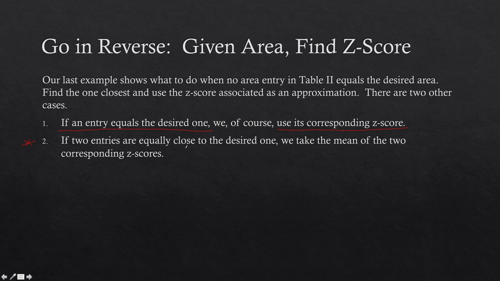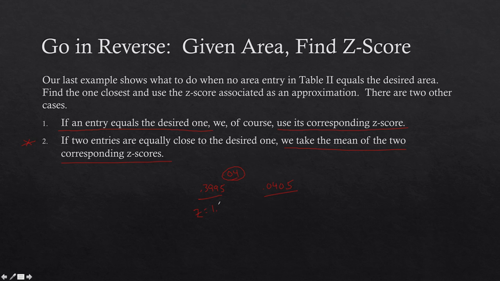If two entries are equally close, all right, so suppose we were looking for 0.04 and the two entries we had were 0.3995 and 0.0405. Those are equally as close to 0.04. Okay, they're both 5/10,000ths away from 0.04. So look at what you do when you run into a case like that. We take the mean of the two z-scores. So you would find the z-score for this one, which I'm just making up.